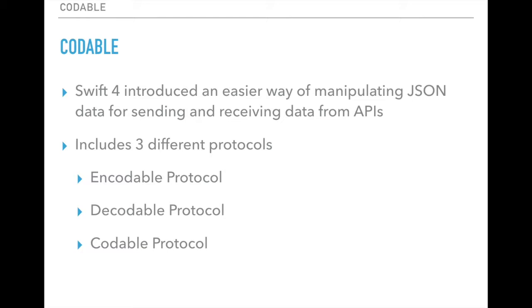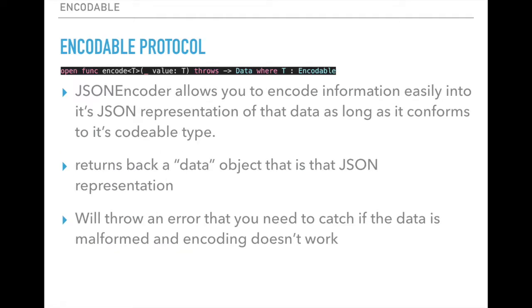Codable, like I said, is something that Swift 4 introduced to make it easier to manipulate JSON data for both sending and receiving data from APIs. You can use Codable when you're sending data that you're making in your application to an external API that you might host, or if you're receiving data from another API, like a weather API or anything like that, you can manipulate that a lot easier using these different protocols. Codable includes 3 different protocols: the Encodable protocol, the Decodable protocol, and also the Codable protocol. We'll go over each of them individually.